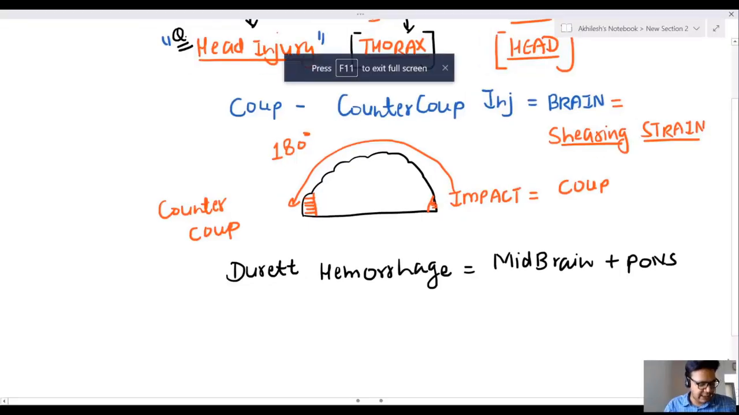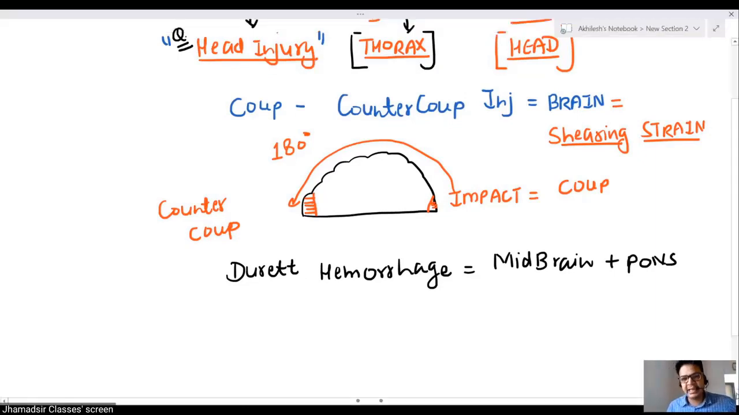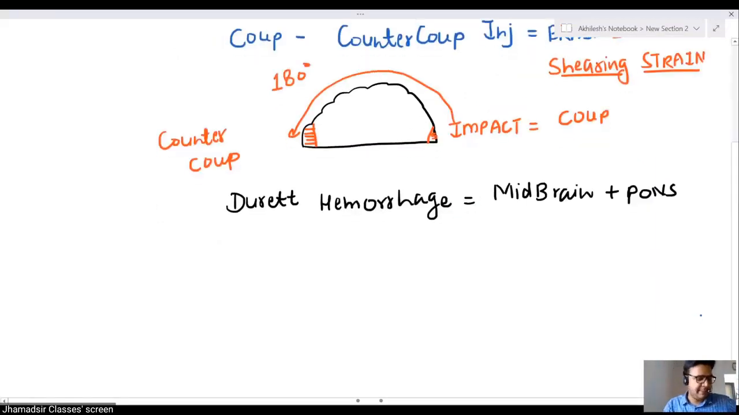This type of hemorrhage is known as extradural hemorrhage. Sometimes a question comes: is extradural hemorrhage seen in the brain?